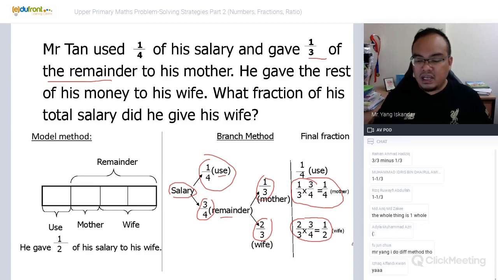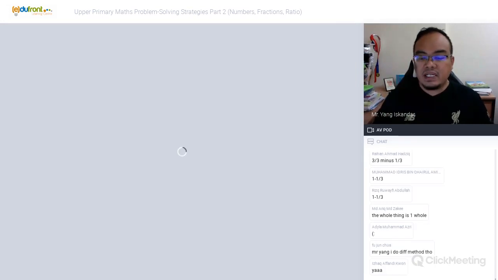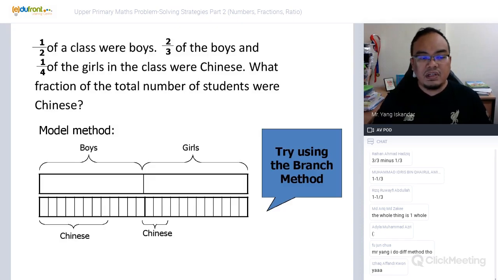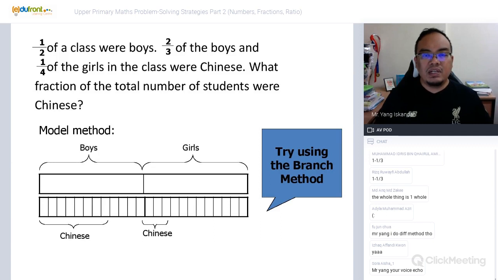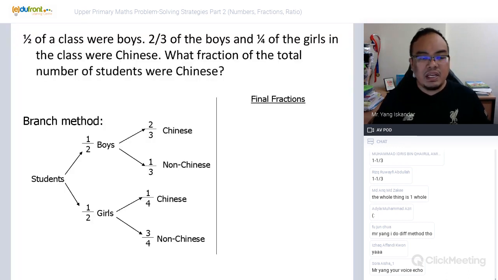Okay, so we are going to look at the other question, how to use branching for this question. Remember, this one is a bit challenging when you use models, because you need to cut into 12 smaller pieces. You need to divide them to make sure that the units are of the same size. Now, let's see how you can solve this using the branching method.